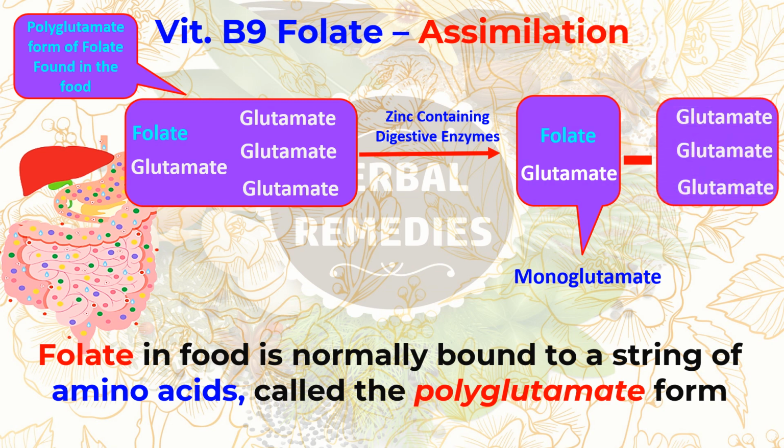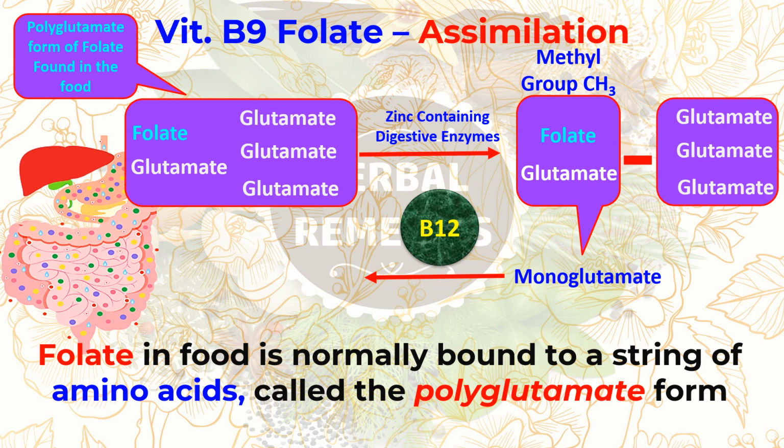A methyl group attaches to this monoglutamate to enable the transport of folate to the blood, liver, and other cells. This methyl group is needed for transport, but the methyl group needs to be removed for folate coenzymes to function. Vitamin B12 is part of the enzyme system that removes this methyl group from folate, thus activating the folate.